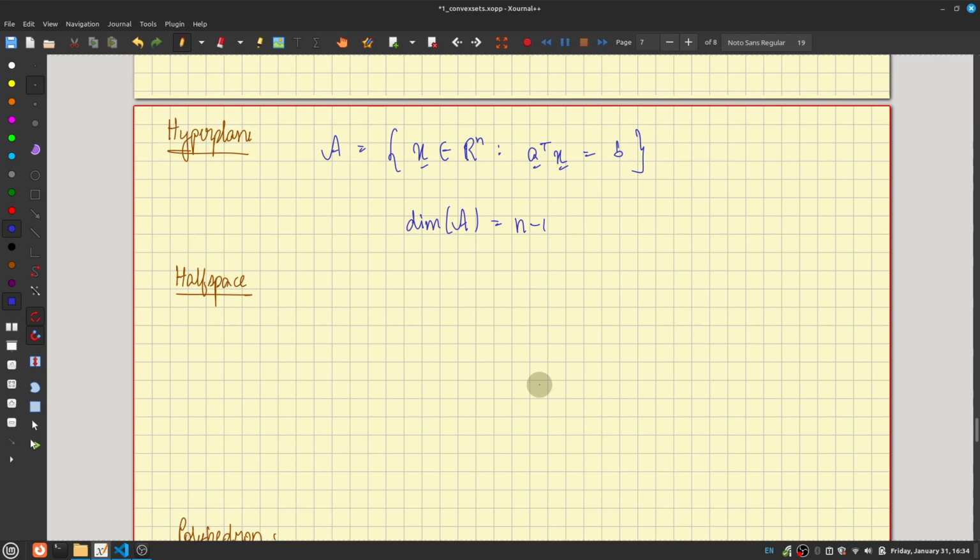All right. So in 3 dimensions, if I think of a plane, right? So in 3 dimensions, a plane is the only hyperplane that you have, right? And this hyperplane splits the entire R3 into 2 parts, right? So each of these parts is going to be called a half space. So a half space is basically the set of all x in Rn such that A transpose x is greater than or equal to B.